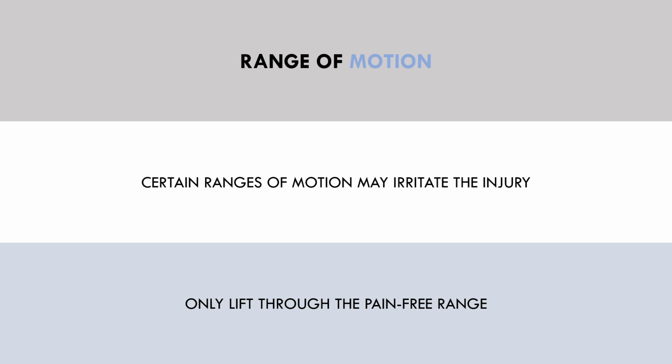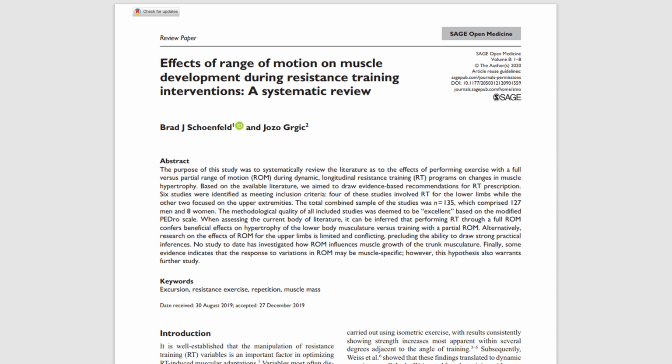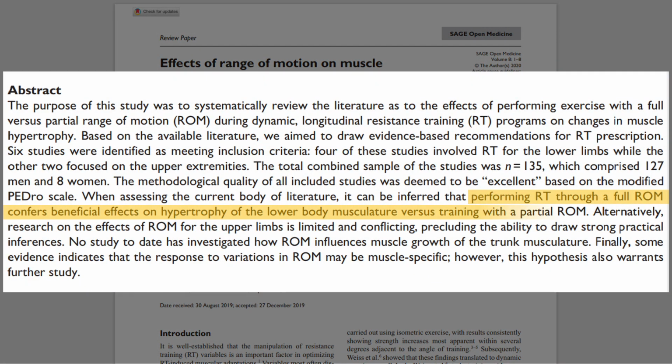However, full range of motion training seems to be more effective for promoting muscle growth than partial range. This meta-analysis explored the effects of range of motion on muscle development during resistance training. It was concluded that the response to different ranges of motion may be muscle or exercise specific, but the majority of studies found superior muscle growth using full range of motion compared with partial range.